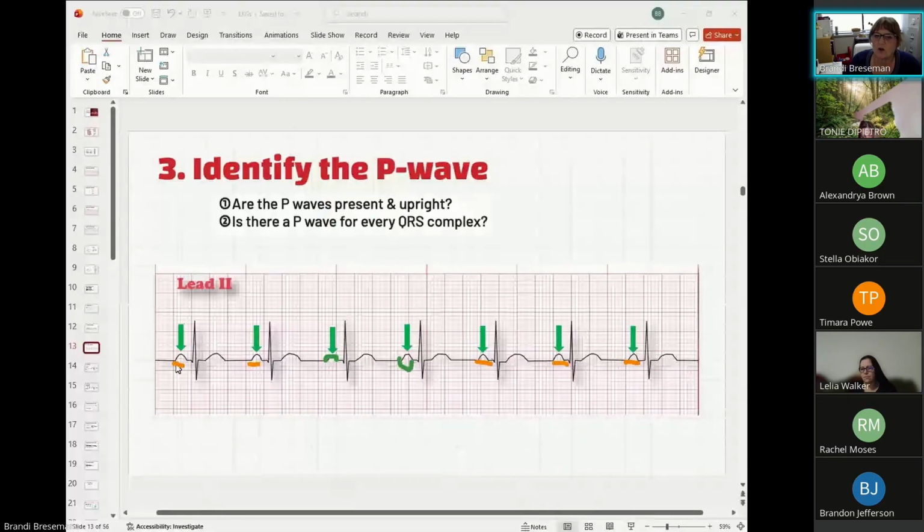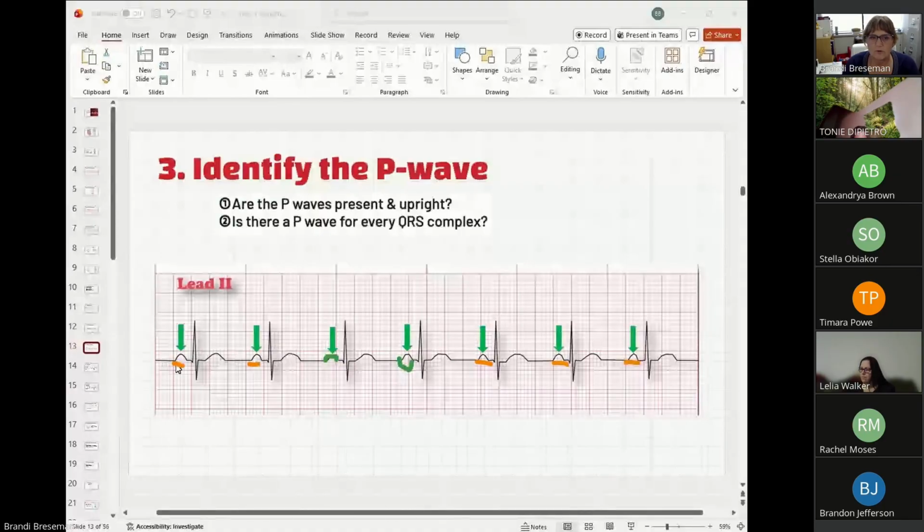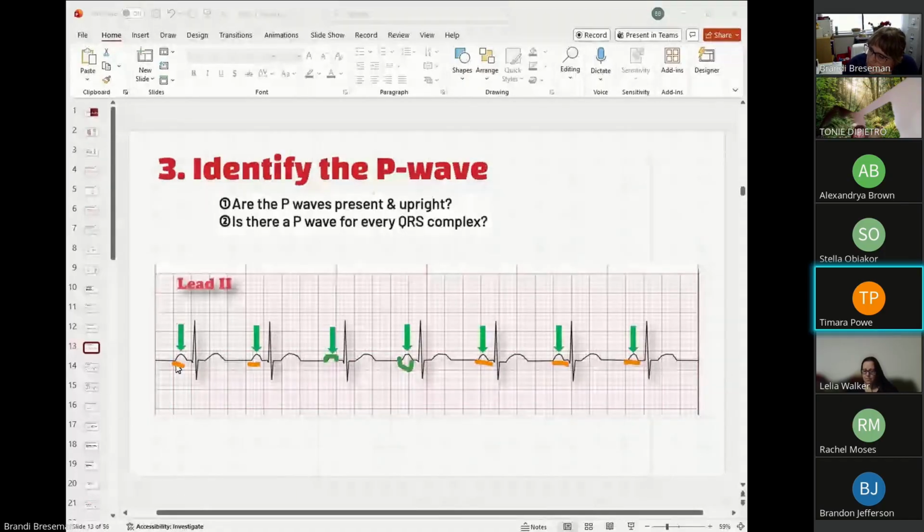And we'll talk about what it means when it goes down as we get into our rhythms. But just know that I'm looking, do I have a P wave? Because if I don't have a P wave, that's going to tell me something different. So do I have a P wave? Is it there? Is there one in front of every QRS complex? And is it upright? Those are the three questions that I'm going to ask.